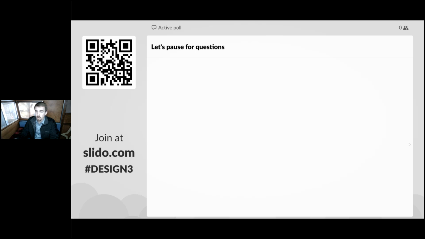So I'll take a pause for questions here. Go ahead and scan that QR code and bring in any questions about the control sequence or coordination throughout the installation process.